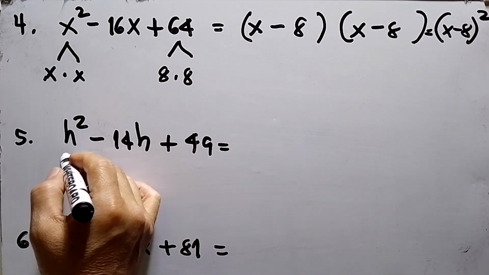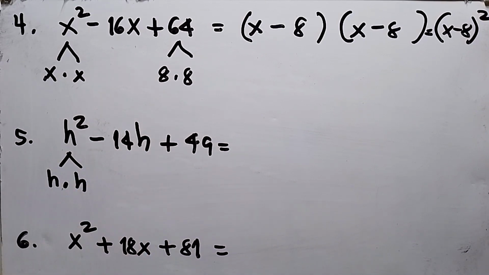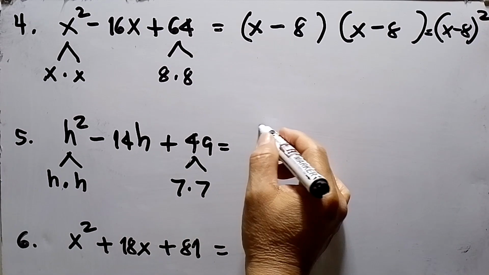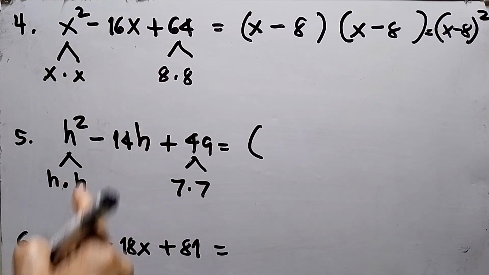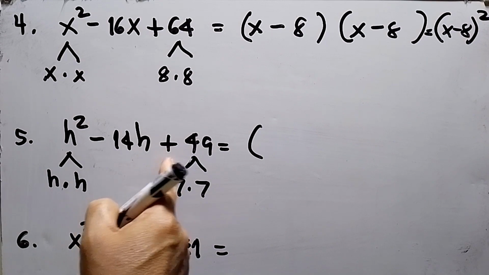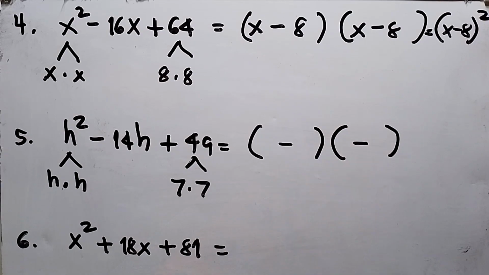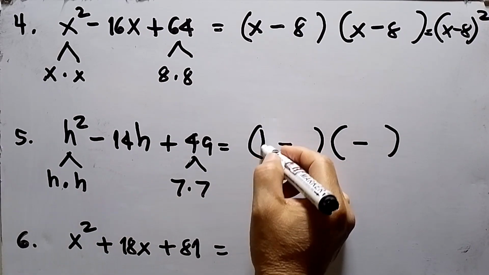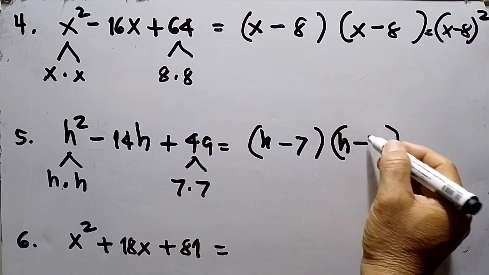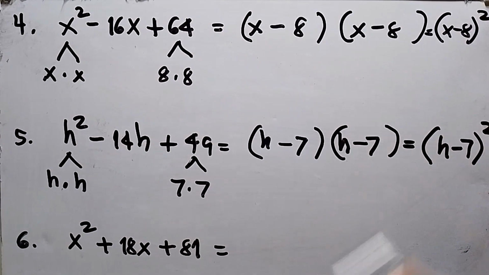This one is h squared. Factors is h times h. Then this one is 7 times 7. Again, the same with number 4. The middle term is subtraction, and the last term is addition. So therefore, the factors are all subtraction or negative. So copy the first, which will be h, then the second will be h also, then 7. Then 7. So to write the simplest form, h minus 7 squared.